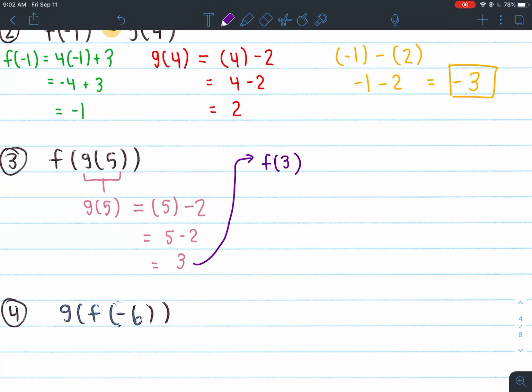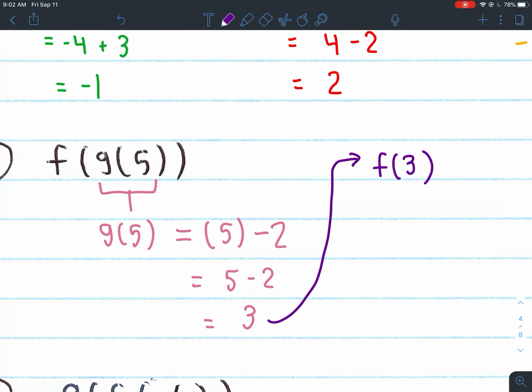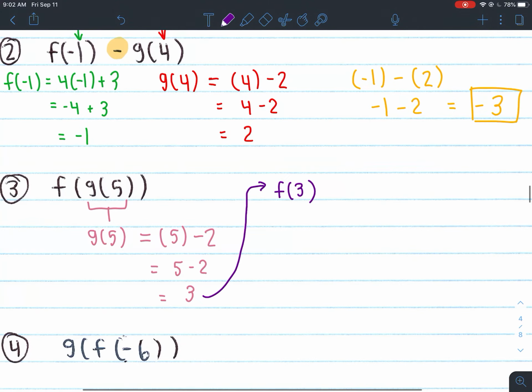Okay, so again, we started on the inside. We solved for g of 5 first. I got 3, which means this number inside the parentheses is now a 3 because g of 5 equals 3. They're equal, so I'm replacing g of 5 with 3. So now I have to find f of 3.